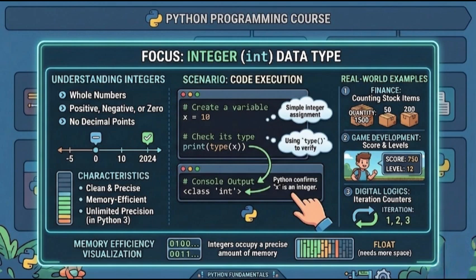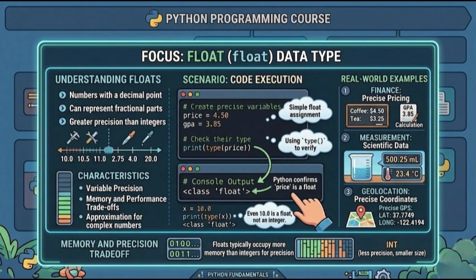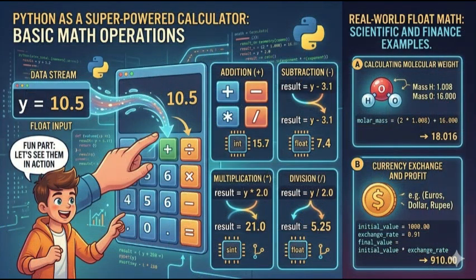Now, what if you need precision? Like the price of coffee or your GPA. That's where floats come in. A floating point number is simply a number with a decimal point. Even 10.0 is a float, not an integer. The moment you add a dot, Python treats it differently. Let's verify, y equals 10.5. When we check the type, Python labels it as float.